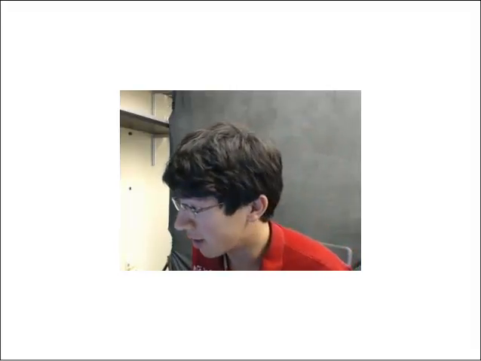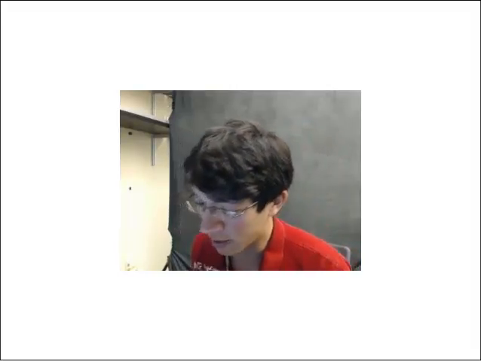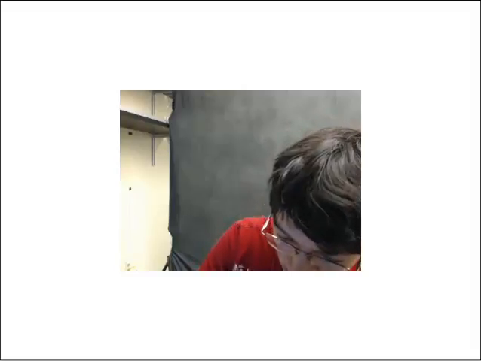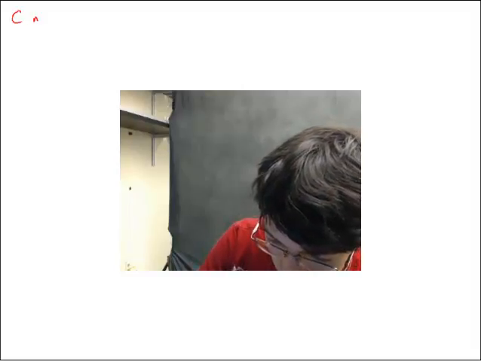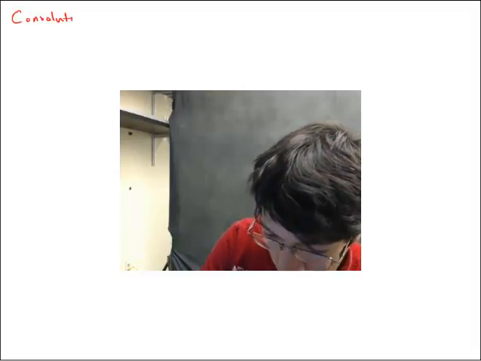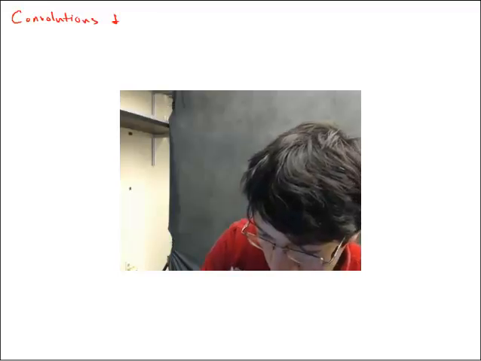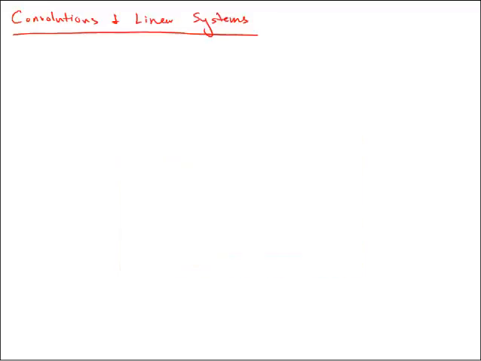Hi everybody. Now we are going to talk about convolutions and linear systems. If you've watched the functions are vectors tutorial, and it made sense, then this shouldn't seem too crazy. It relies heavily on the concept of projecting one function onto another.